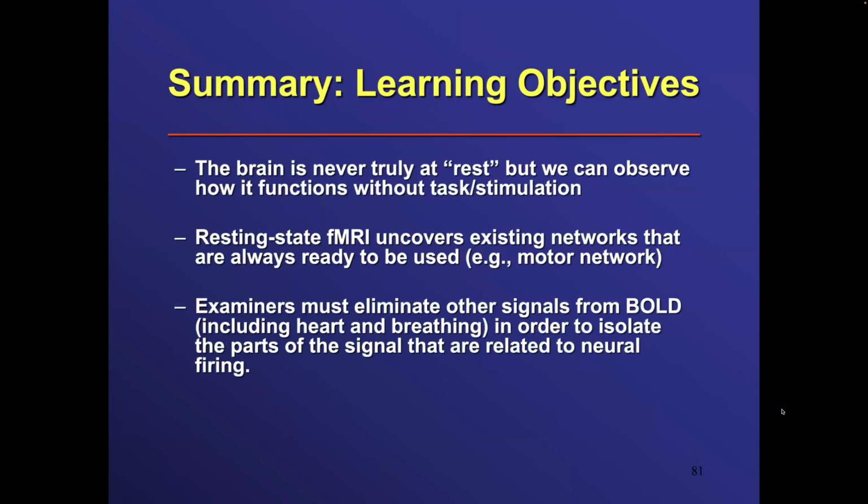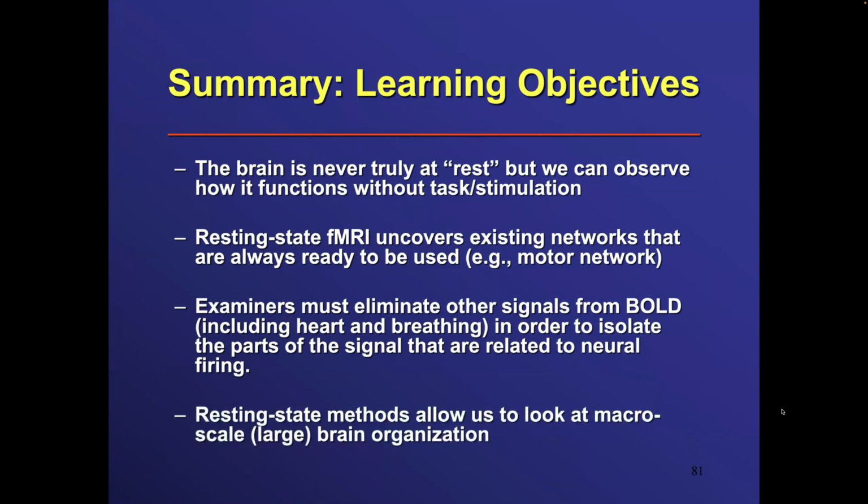Examiners must eliminate other signals from the bold signal, including heart and breathing, in order to isolate parts of the signal that are related to neurofiring. So remember, the bold signal is only a proxy or a secondary measure of neurofiring. We want to get it as close to that link as possible. And there are other parts to the bold signal, the raw data, that we have to filter out in order to do so.